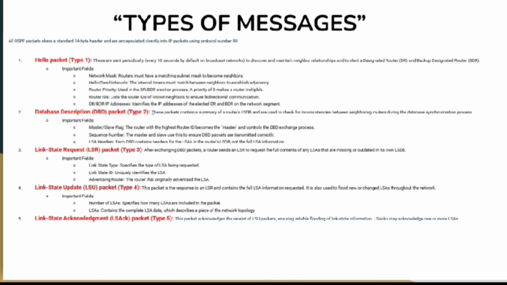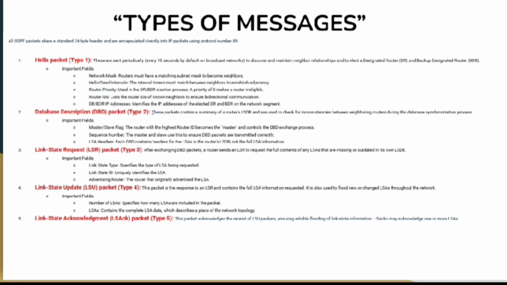Now, type 2 is the Database Description (DBD) packet. These packets contain a summary of a router's LSDB and are used to check for inconsistencies between neighboring routers during the database synchronization process. Important fields are the master/slave flag: the router with the highest router ID becomes the master and controls the DBD exchange process. Sequence number: the master and slave use this to ensure DBD packets are transmitted correctly. LSA headers: each DBD contains headers for the LSAs in the router's LSDB, not the full LSA information.